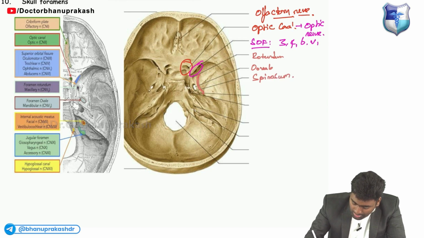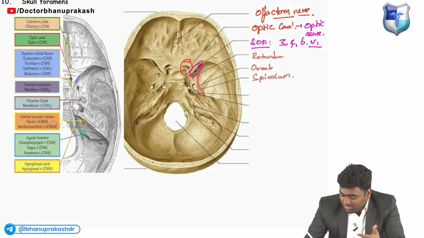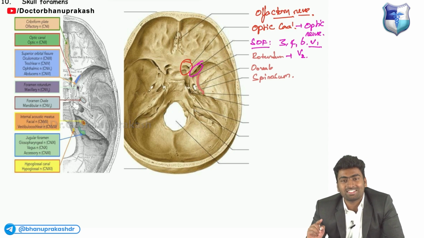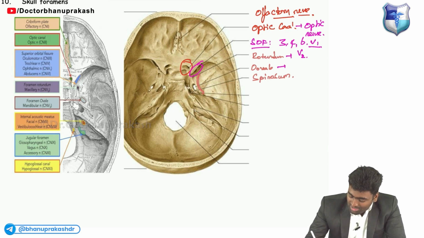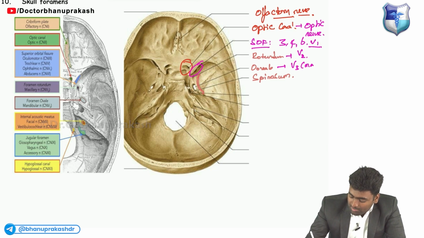If you see, first we saw the first branch of the trigeminal nerve is passed through this superior orbital fissure. Rotundum will give passage to the second part of the trigeminal nerve, V2, and ovale will give passage to the third part of the trigeminal nerve, which is the mandibular branch.